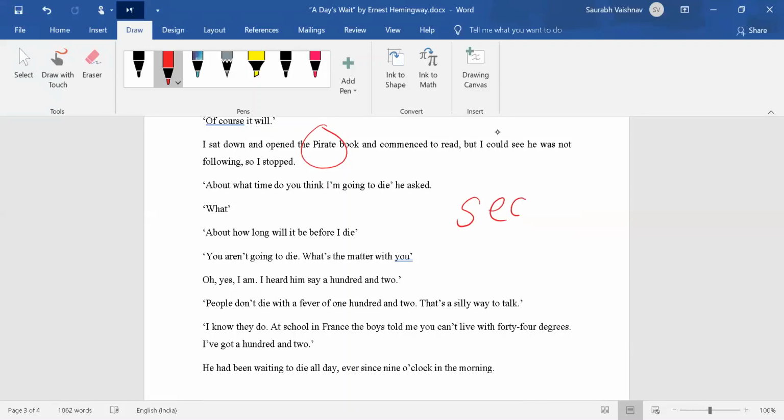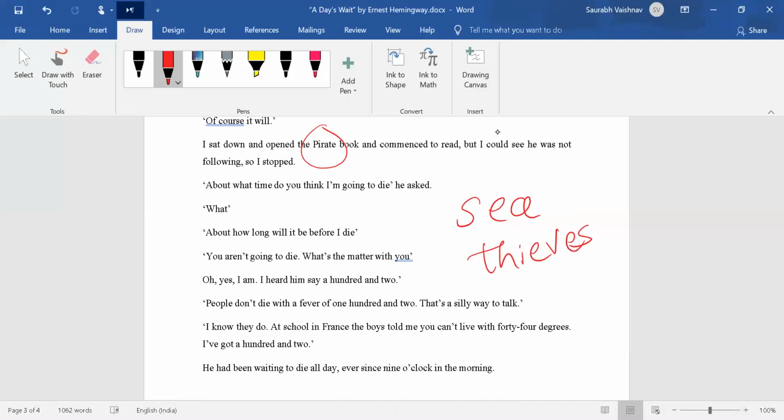A very famous movie series is also there based on pirates. So this was the book that his father was reading for Shaz, but Shaz unfortunately was not following. His mind was into something else.